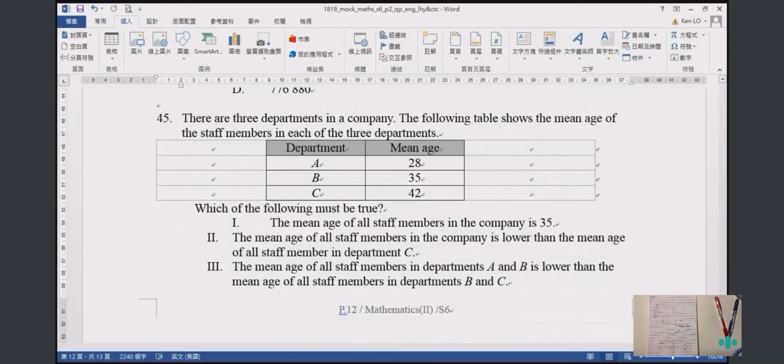Which of the following must be true? For the first option, the mean age of all staff, that means combining all departments A, B, C, in this company is 35. It is not necessarily true. It may be true, but it may also be wrong, because the number of people in department C could be much more than in departments A and B. Say, for example, we have 1,000 people in department C.